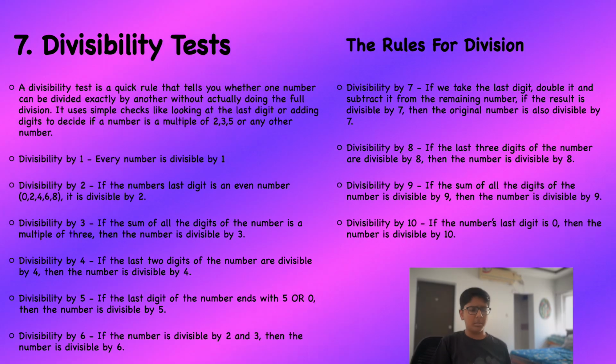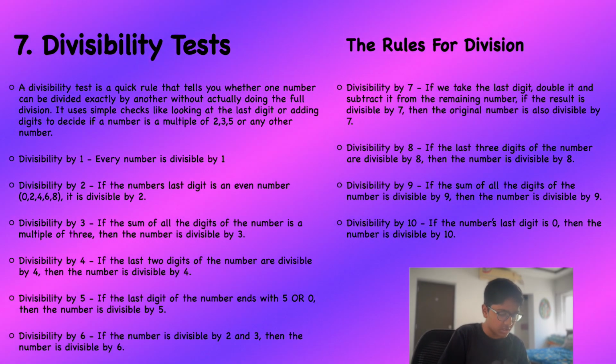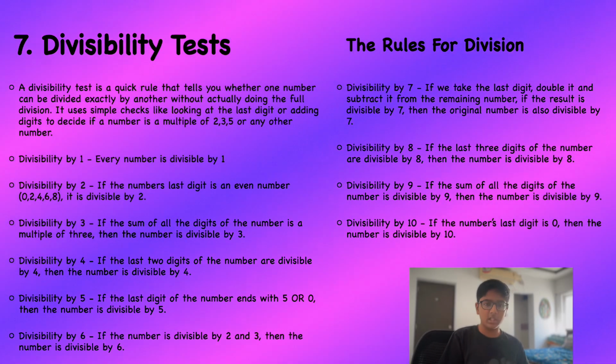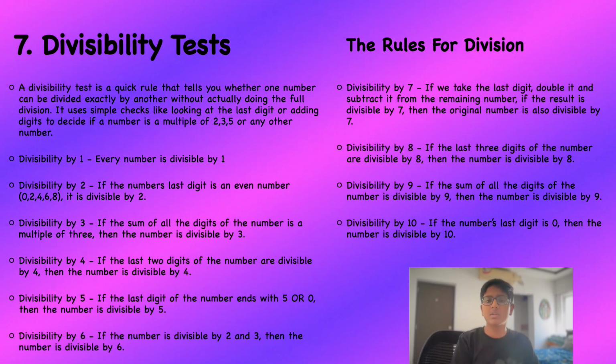Now let's take a better example. Let's take 35. 5 into 2, 10. So 3 minus 10 is minus 7. So minus 7 is 7 into minus 1. So that's also correct. Next, divisibility by 8.